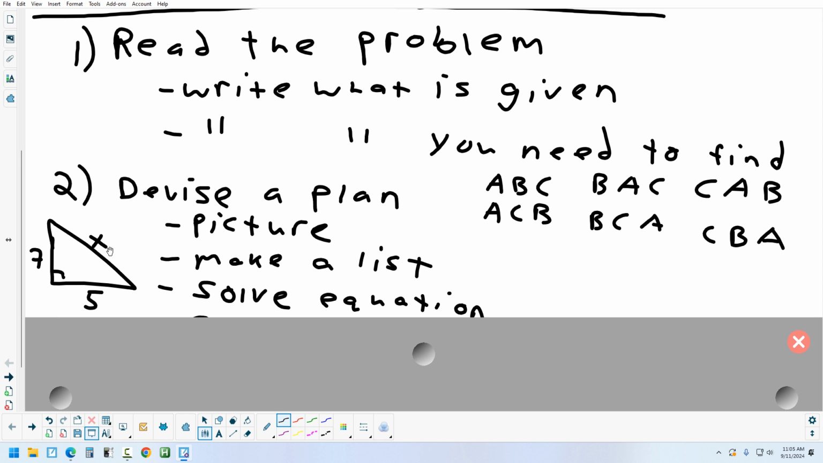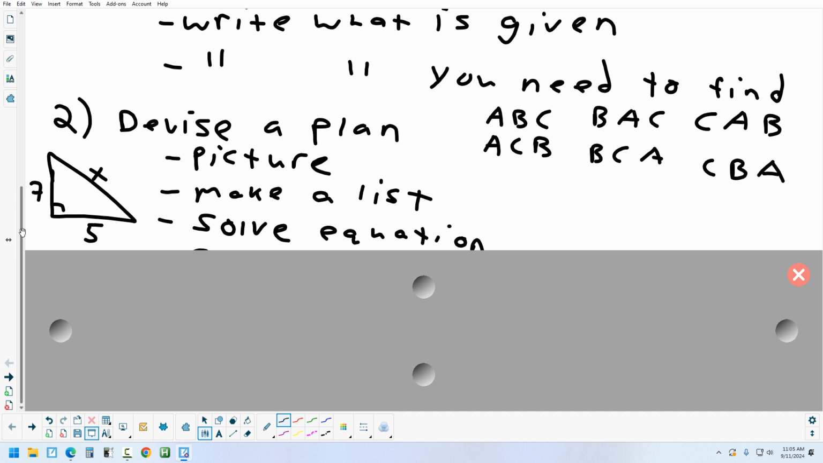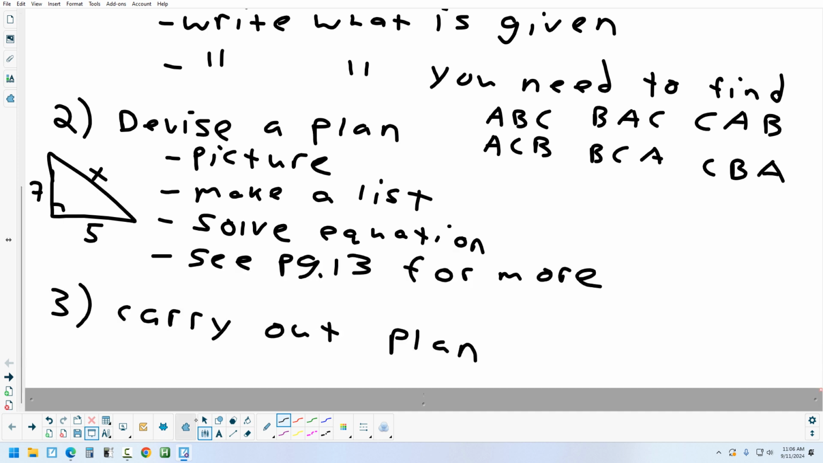There are all different ways that you can think about solving a problem. And then the last step, once you've decided on the method, is to actually carry out that method. So if you picked making and setting up an equation as your method, now you've got to carry that out. How are you going to solve that equation? Is it a quadratic? If it is, are we going to use the quadratic formula? We're going to factor it. We're going to complete the square. We have to carry out whatever method we decide.